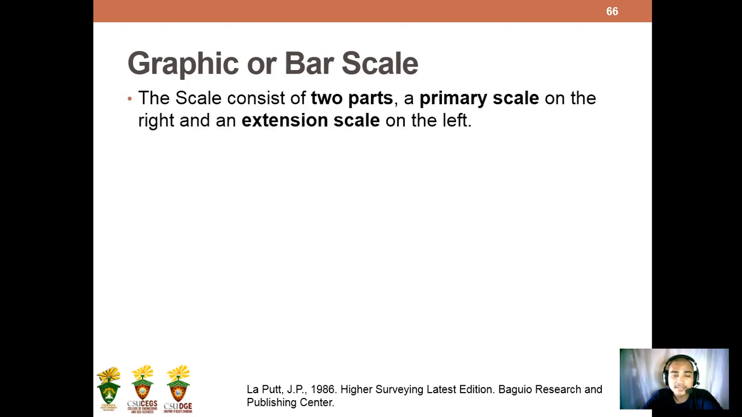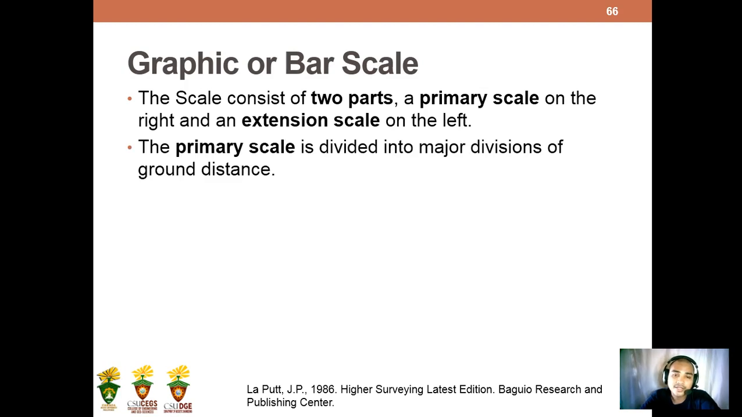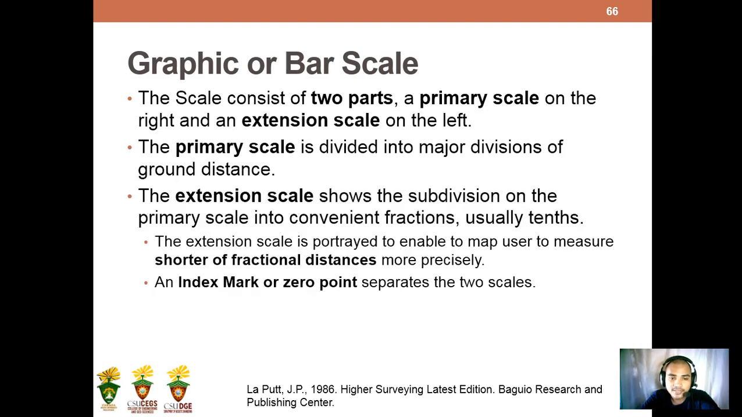And the scale consists of two parts. When we say bar scale or graphical scale, the primary scale on the right and the extension scale on the left. So sa right side is the primary scale and sa left side is the extension scale. The primary scale is divided into major divisions of the ground distance. And the extension scale, which is located on the left side, shows the subdivision of the primary scale into convenient fractions, usually in tenths. And the extension scale is portrayed to enable the map user to measure the shorter or fractional distances more precisely.